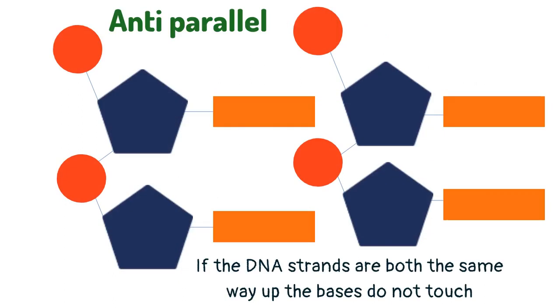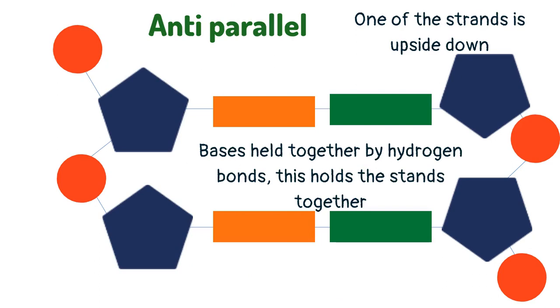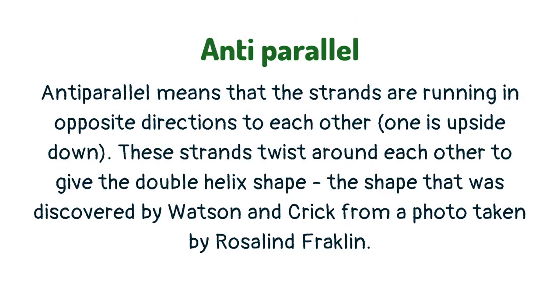If the DNA strands are both the same way up, the bases do not touch. Therefore the strands run antiparallel to ensure that the bases are in the middle together. This means that one of the strands is upside down. Bases are held together by hydrogen bonds. This holds the strands together. Antiparallel means that the strands are running in opposite directions to each other.